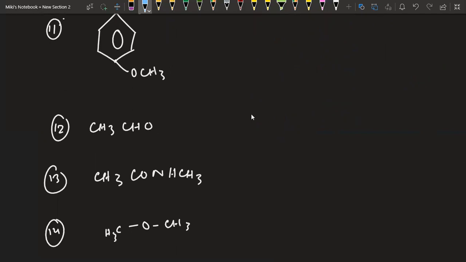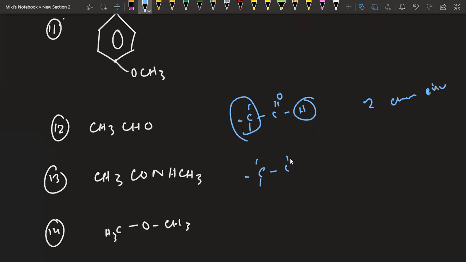So CH3CHO. So CH3COH. How many environments? Easy peasy. So CH3 and an H group here for this carbon. That means two environments. Two chem environments. Then we have CH3 CONH. That means the peptide linkage is there, and we have CH3.